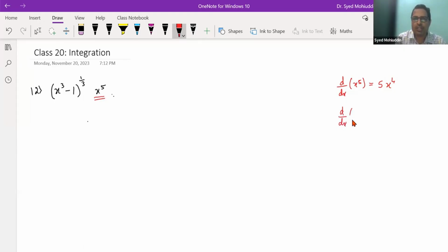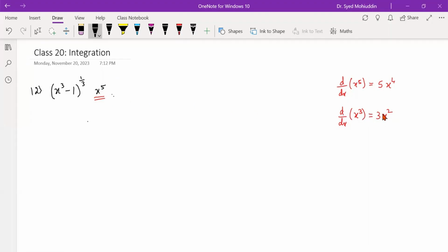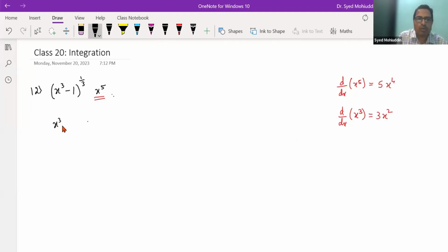You also have x cube there. d by dx of x cube, its derivative will be 3x square. But one thing we can do is express this x power of 5 in terms of x square, because I require x cube. Can I write x power of 5 as x power of 3 into x power of 2? 3 plus 2 is 5. Are you getting this?